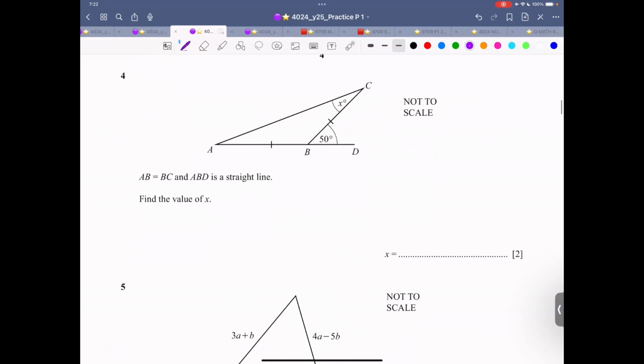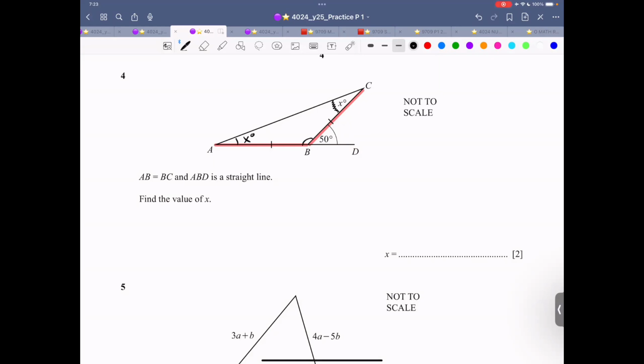Now over here, AB is equal to BC. So let me highlight this. So we have AB equals BC. That means it's an isosceles triangle. Therefore, this angle, if it's x degrees over here, therefore this angle is also x degrees. And ABD is a straight line. Find the value of x.